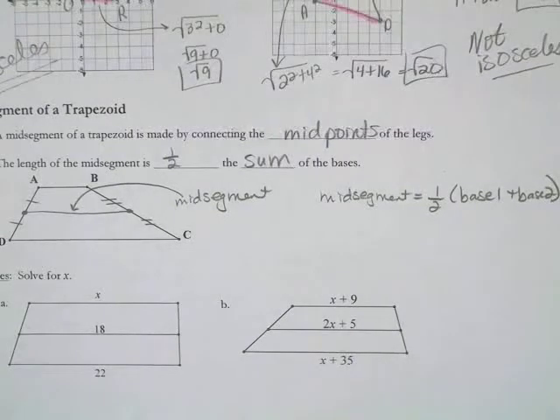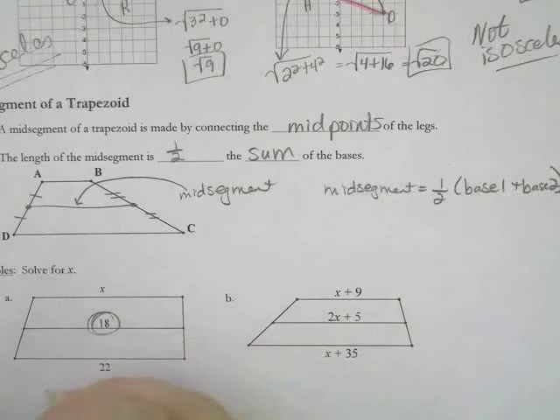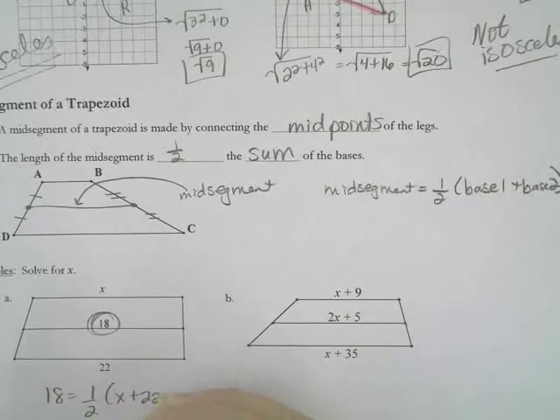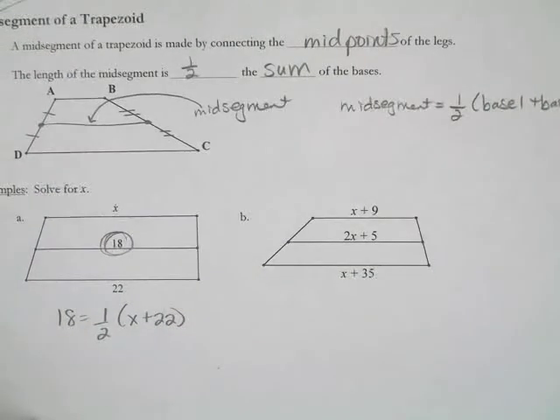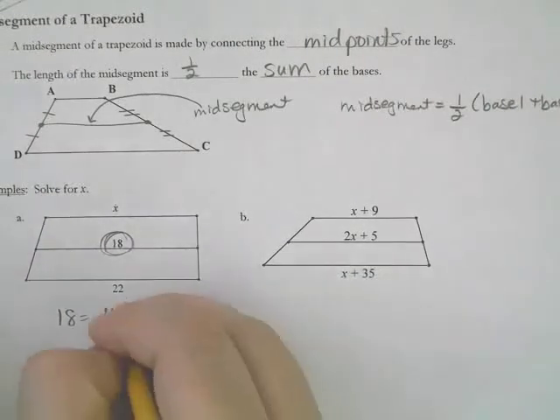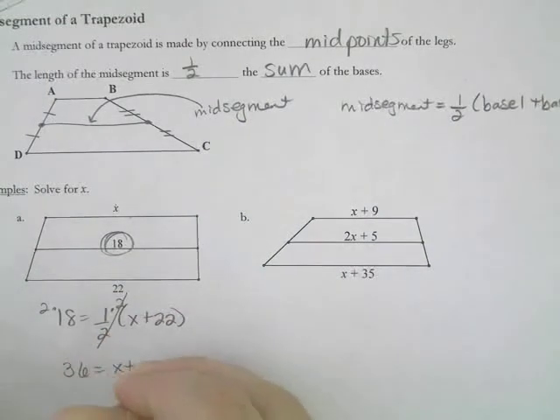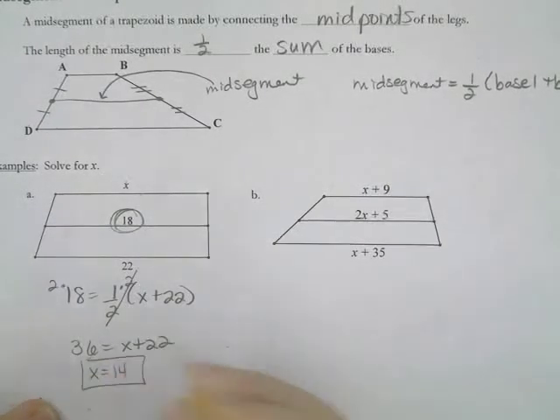Okay, so let's look at this problem. 18 is the mid-segment, so 18 equals half the sum of the bases. The two bases are x and 22. So to solve this equation, I'm just going to get rid of this fraction. I'm going to multiply by 2, and I get 36 is equal to x plus 22. And then now I subtract 22, and I get 14. So what happens is I can check this because 14 plus 22 is 36, and half of 36 is 18.